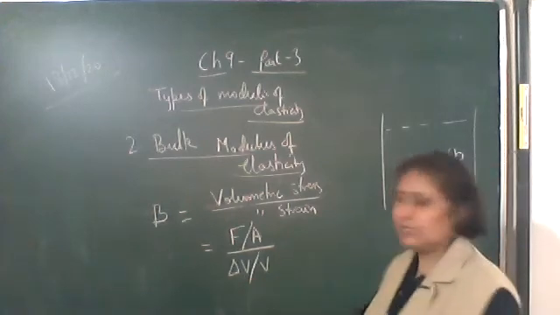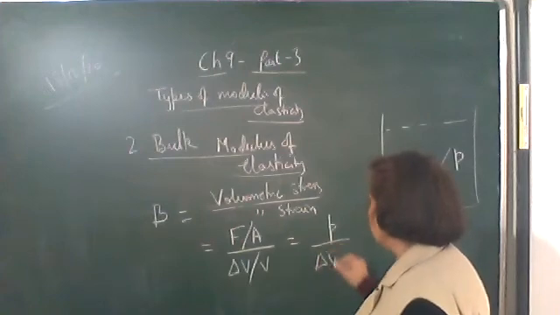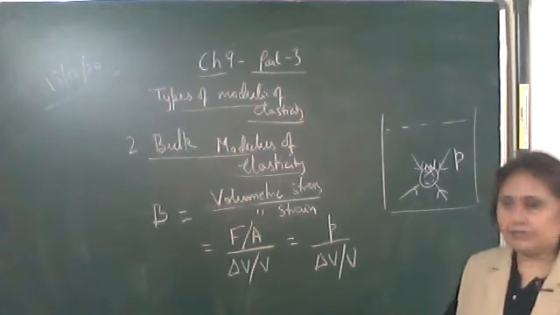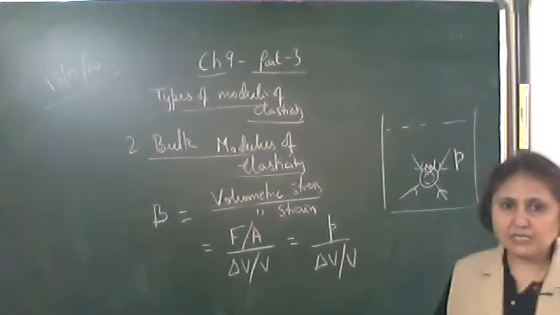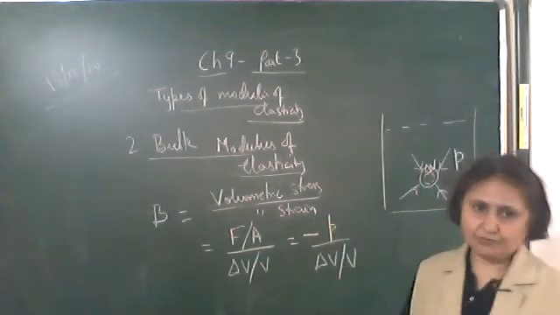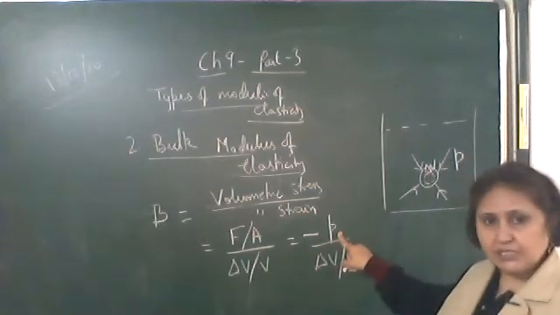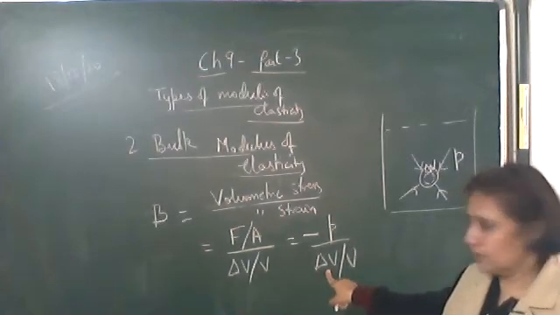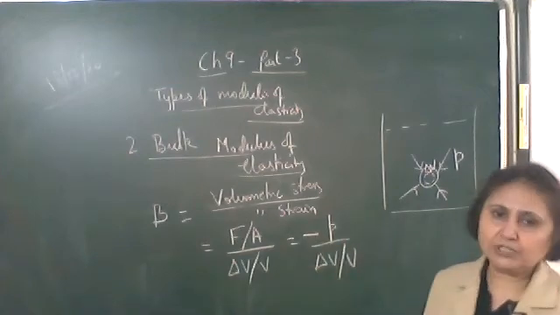Delta V upon V is the volumetric strain. And the force per unit area is pressure. So pressure upon delta V by V. Water is exerting pressure; the sphere could be placed in any liquid. Now here we put a negative sign in front of it. Why do we put the negative sign? As the pressure increases, the volume decreases. Due to the increase in pressure, the volume is decreasing. That is why we have put the negative sign.